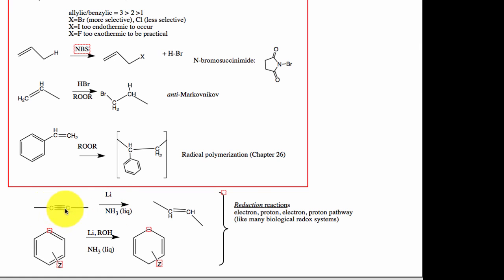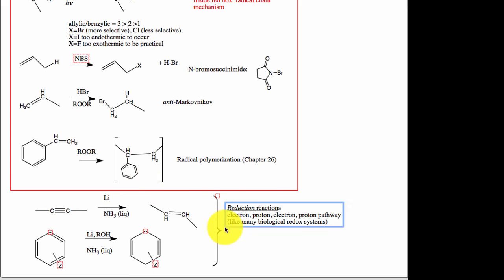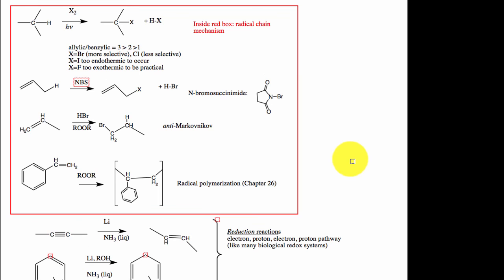So, for example, this triple bond is reduced to this double bond with 2 lithiums and 2 ammonias. So altogether, we have 4 examples of reactions that occur by a radical chain mechanism and 2 reactions that occur by electron-proton pathways. I'm going to give you one example of each mechanism. Since you will be working through the mechanism of the alkane halogenation during the chem activity, I'm going to work instead on the radical addition to give anti-Markovnikov addition of HBr.